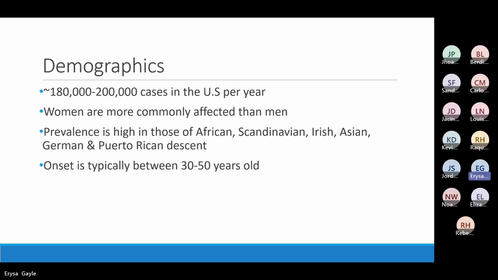So sarcoidosis affects about 180 to 200,000 people every year in the US, and it's more common in women than men. And prevalence is typically higher in people of African, Scandinavian, Irish, Asian, German, and Puerto Rican descent. And the onset is typically between 30 to 50 years old, although this disease can be diagnosed at any age.